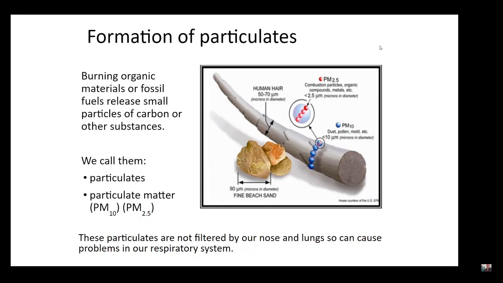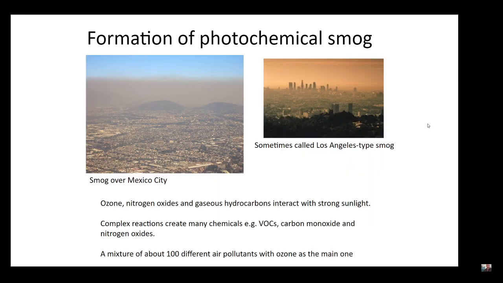And what is PM 2.5, right? What is the formation of particulates? Burning organic materials or fossil fuels releases small particulates of carbon or other substances. So really, it comes down to burning. Combustion releases these carbon substances into the atmosphere. We call them particulates or particulate matter, PM10 or PM 2.5. These particulates are not filtered by our nose or lungs, so they can cause problems in our respiratory system. They really just go into our lungs, get stuck there, and as we saw, can cause all kinds of nasty little things to you, right?